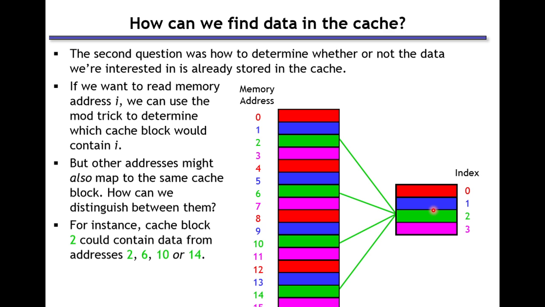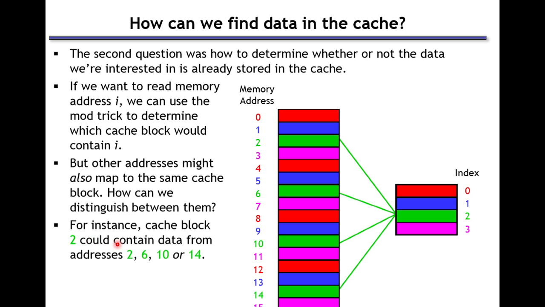Now the question is, how can we find the data in the cache? The second question was how to determine whether or not the data we are interested in is already stored in the cache. If you want to read memory address I, we can use the mod trick to determine which cache block would contain I, but other addresses might also map to the same block. For example, 0 and 4 both map to the same block. So how do we distinguish between them?